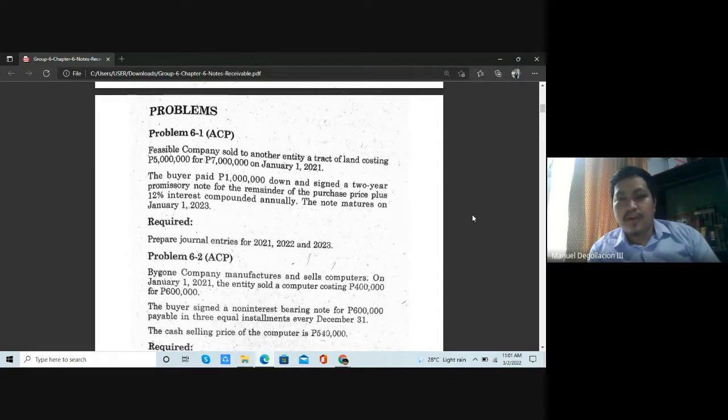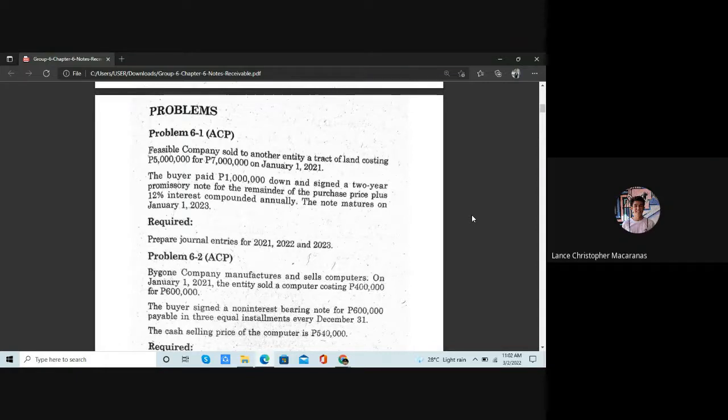Number 23, if you've read the chapter, how are interest-bearing notes and non-interest-bearing notes going to be measured, respectively? Start with interest-bearing notes. How are they going to be measured? For interest-bearing notes, sir, they are going to be measured at face value, while the non-interest-bearing notes will be measured at present value. Okay, that's correct.